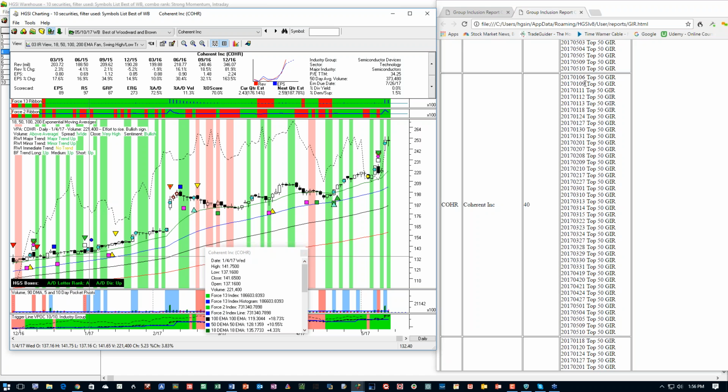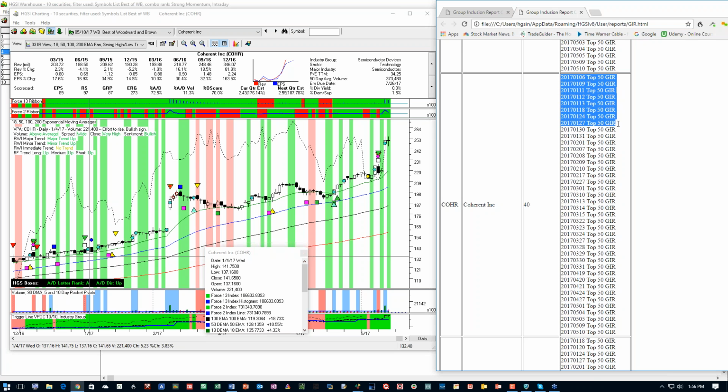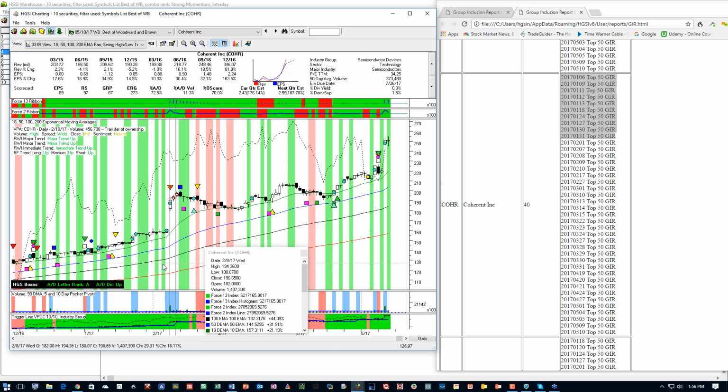Now you can see that it also confirmed this on the 9th, which I pointed out, also confirmed it on the 11th, the 12th. Look at all these dates in January, and these were very close together, most of these. Through the 31st of January, this stock was appearing in the top 50 group inclusion report. Let's just take a look at it on the 31st, see what it looks like right there.